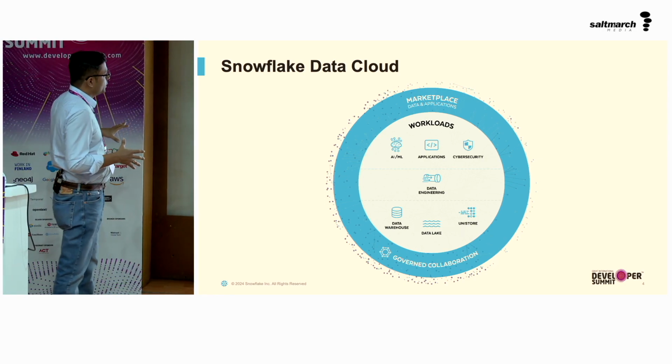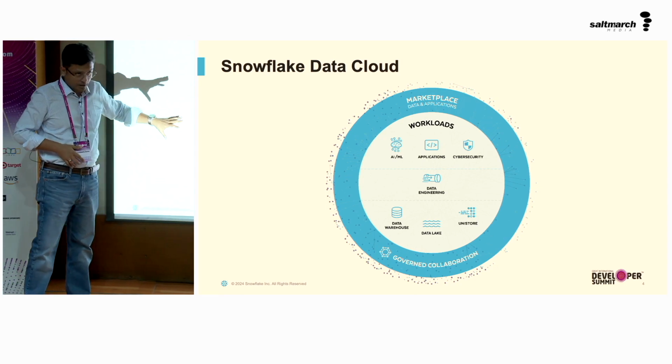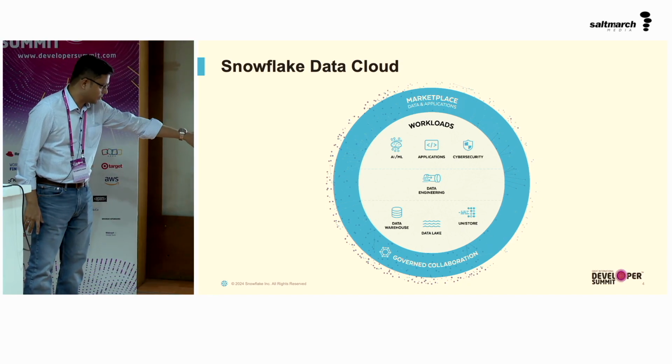We're done with the workloads. We'll look at the next periphery, which is the blue circle you see. At the bottom of it, there are two words for those of you who cannot see: governed collaboration.